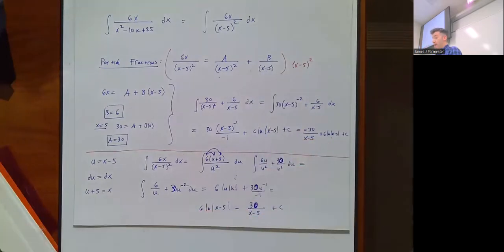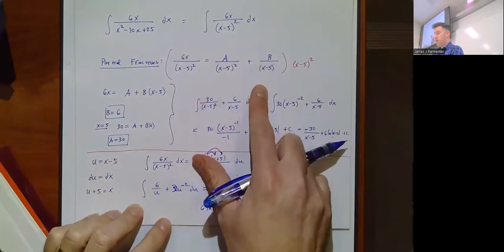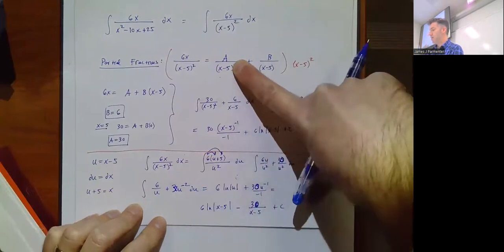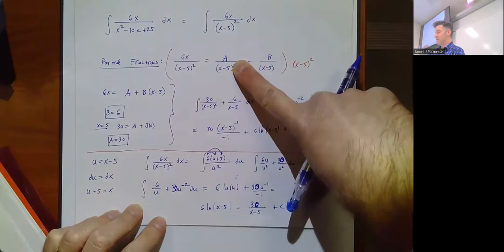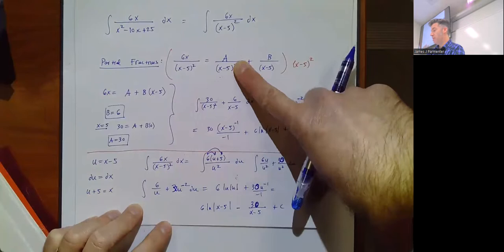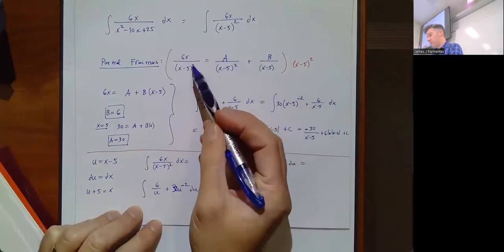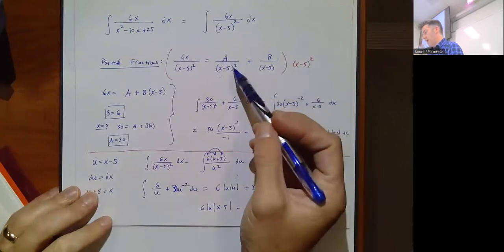Now, here's why. If you had a over x minus 5 plus b over x minus 5, there's no way of finding constants a and b so that a over x minus 5 plus b over x minus 5 ends up being 6x over x minus 5 squared. It won't work out right. And the thing is, you basically need this highest power to show up. Otherwise, the decomposition isn't going to end up being successful. It's really just because of how the algebra works. But it's harder to explain other than to say, if we don't have it, it's not going to work.